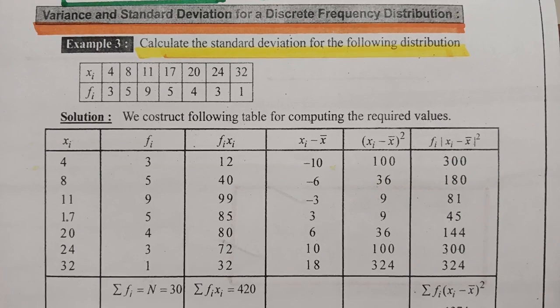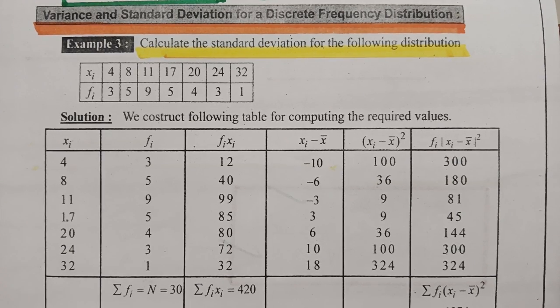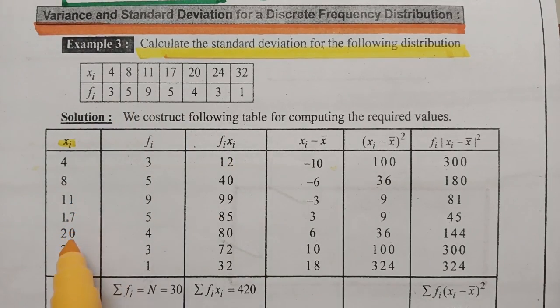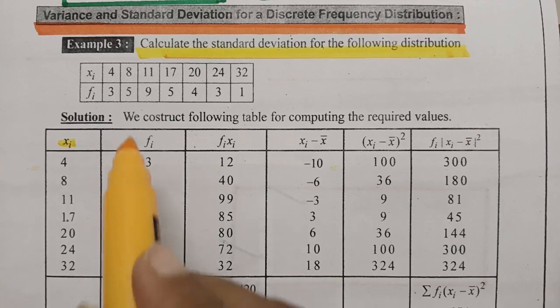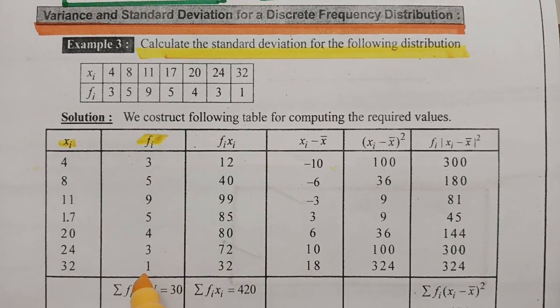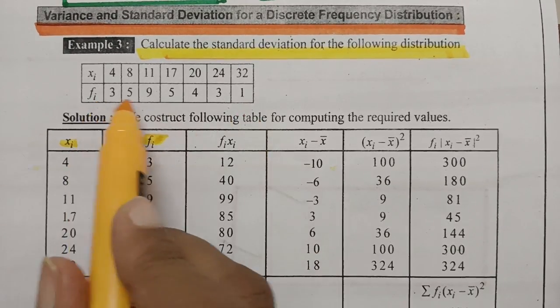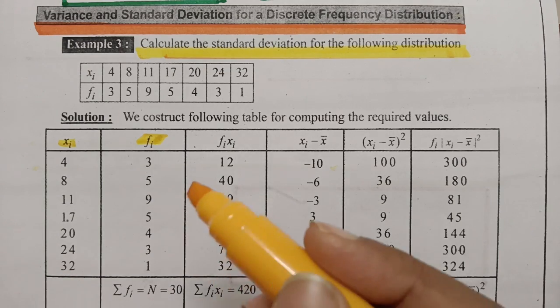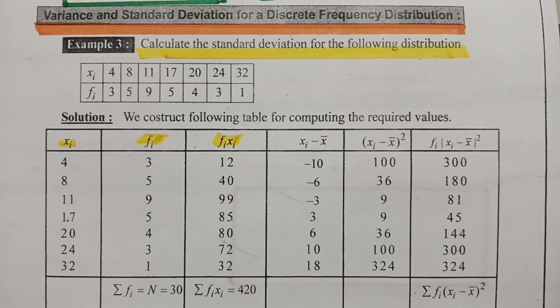The first column here is the x value, which we have taken from the question, that is 4, 8, 11, 17, 20, 24 and 32, and the frequency values given in the table are 3, 5, 9, 5, 4, 3, 1. So the second column is the frequency and the x values are given from the question. Now the third column is fi into xi.